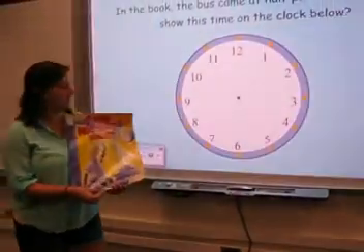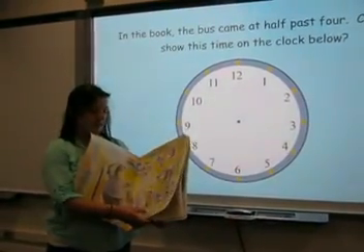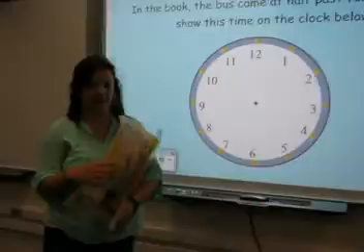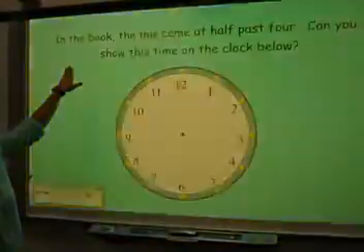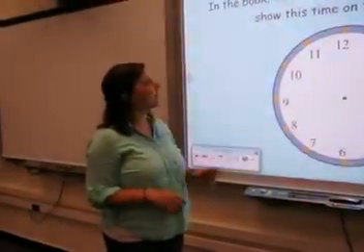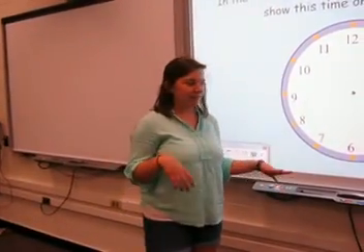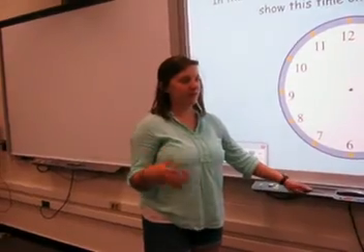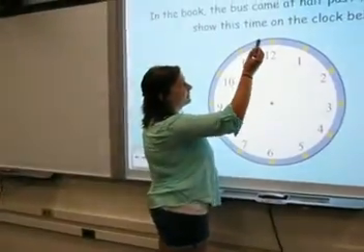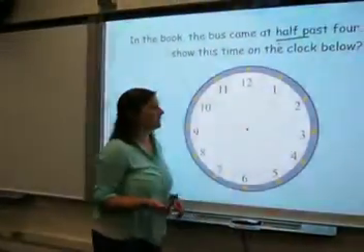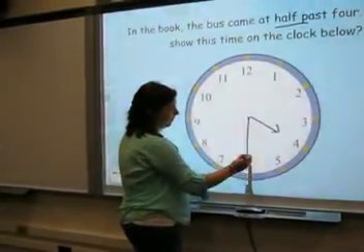Then in the book, on every page, it says the bus stops right outside our door, it comes along at 4:30, and it repeats that on each page. So this next activity says, in the book, the bus came at 4:30. Can you show this time on the clock below? This would be tying in our math skills, and we would talk about the clock and refresh everyone's memory. Then we would talk about what 4:30 means, where that belongs on the clock, and students would be able to draw out 4:30.